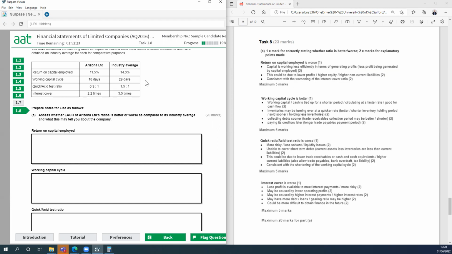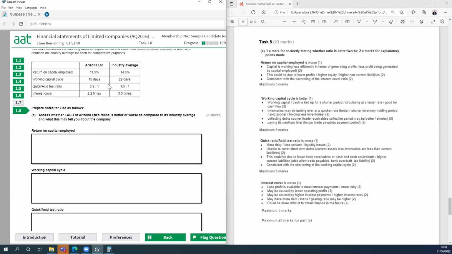So again, state the obvious, it's worse. Why is it worse? It could be to do with profit on the top, so less profit, or it could be to do with what's on the bottom with reference to your capital employed, whether that's your equity or your non-current liabilities, okay? Your working capital cycle, as I say, IRP, so inventories plus receivables minus payables.